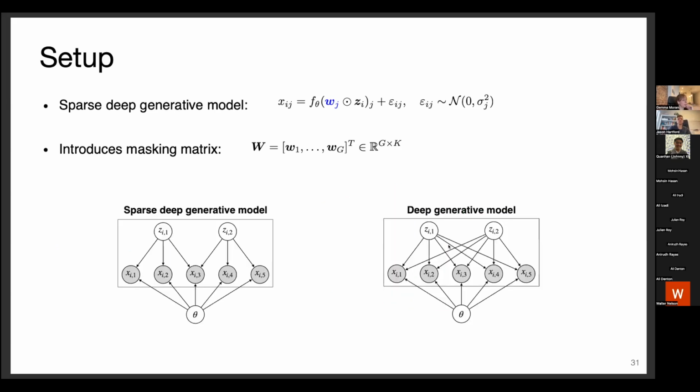Another way to view our setup is that in the mapping from this latent space, the first factor and the second factor, to the observed data X1 to X5 here, we have these sparse connections. In contrast to a usual deep generative model where every dimension of your data depends on each dimension of your latent space. So this is our sparsity, as I said, in these edges. And a nice property of this is that, oh, is there a question?